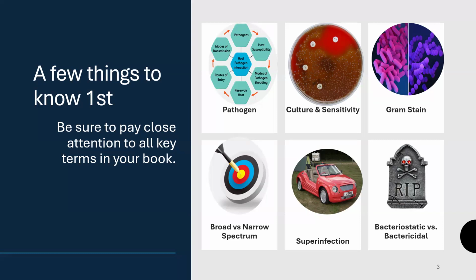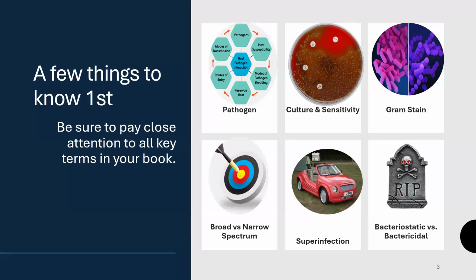Broad spectrum antibiotics come with a higher risk of superinfections or superbugs. These are a secondary infection that happen when we kill off the healthy bacteria or microbes in the body. These can cause secondary infections like C. diff, if you've heard of that.